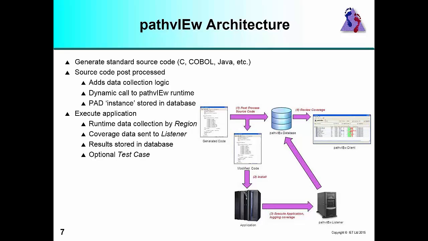The coverage data itself is sent to something called the pathvIEw listener, which is responsible for storing the results in the database. And the reason we use a separate listener to store the results is firstly for performance reasons. The pathvIEw runtime has a very low overhead, so it collects the data, sends it as a TCP/IP message to the listener, and then the listener asynchronously stores it in the database without slowing up the application.